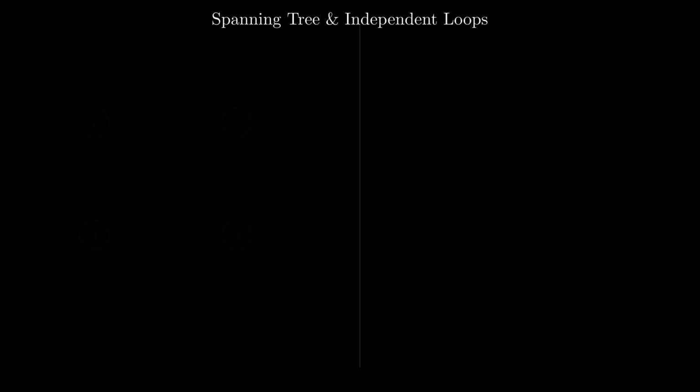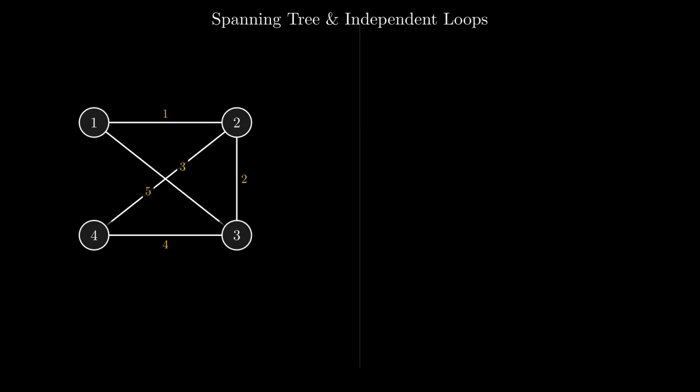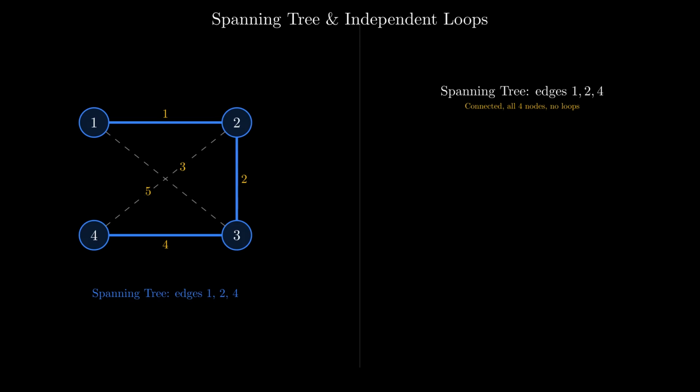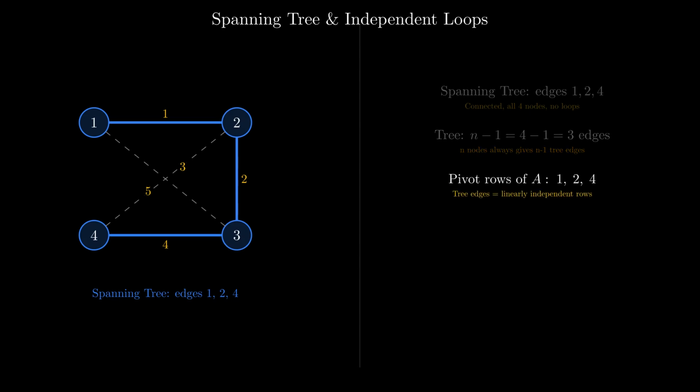To find the independent rows of the incidence matrix, we identify a spanning tree, a connected subgraph that touches all nodes with no loops. Edges 1, 2, and 4 form such a tree. Notice how the tree reaches all 4 nodes while containing no cycles. A spanning tree on n nodes always has exactly n minus 1 edges. Here, 4 minus 1 equals 3. These 3 tree edges correspond to the 3 pivot rows of A, rows 1, 2, and 4.